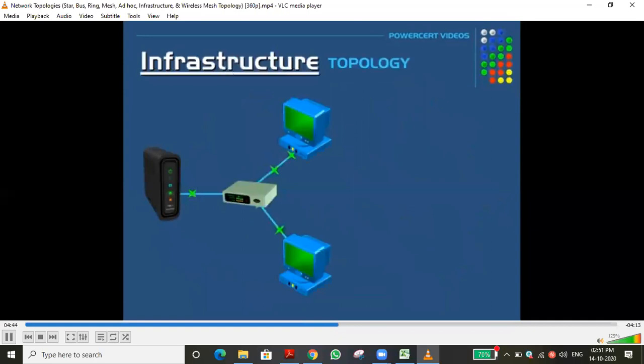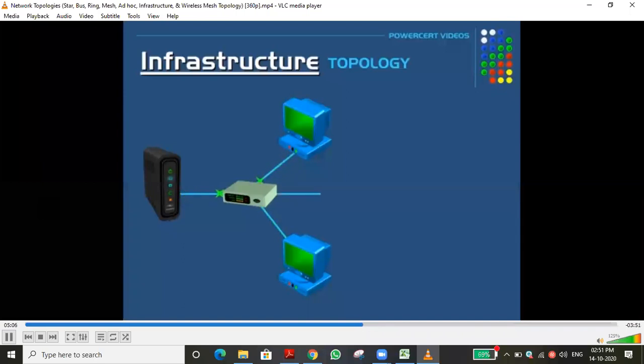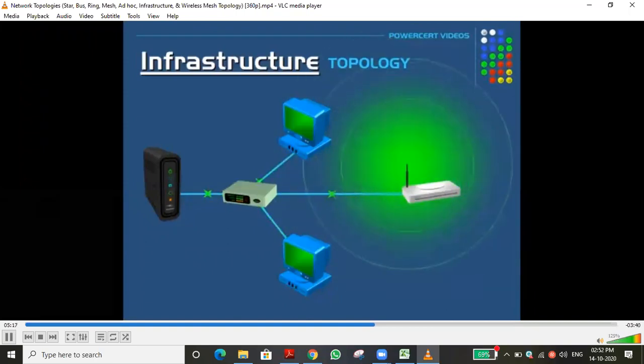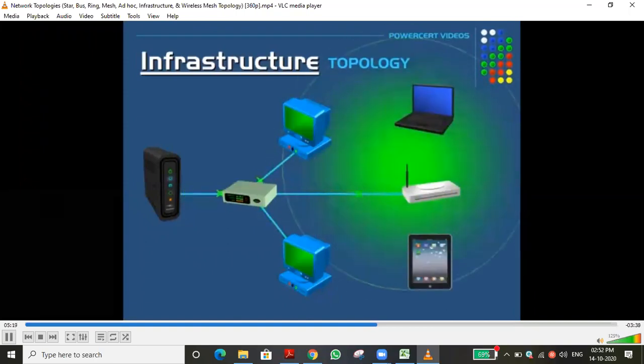So now we're going to talk about wireless topologies. Let's start with the infrastructure wireless topology. This topology uses a combination of wired and wireless devices. It is very similar to a star topology, where you have wired devices, such as these computers here, physically connected to a switch. And you also have a wireless access point that's also connected by a cable to the same switch. The wireless access point is here so that wireless devices, such as laptops, tablets, cell phones, etc., can connect wirelessly to the network.